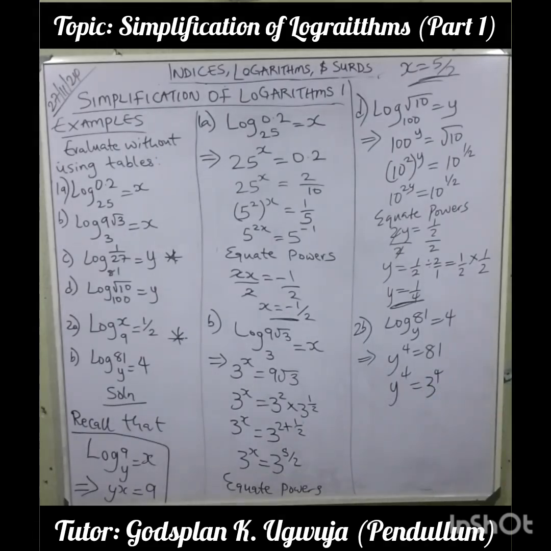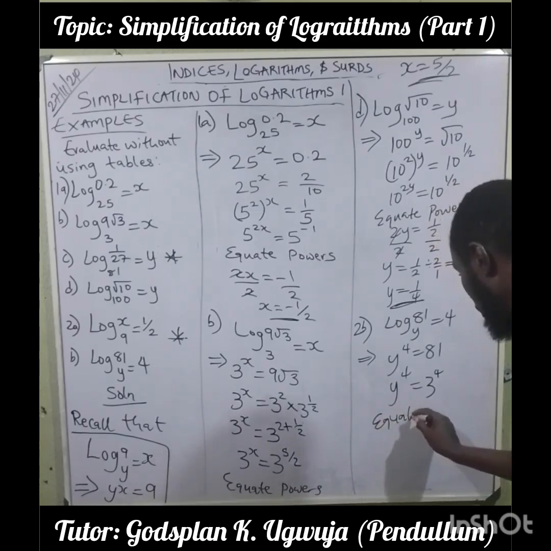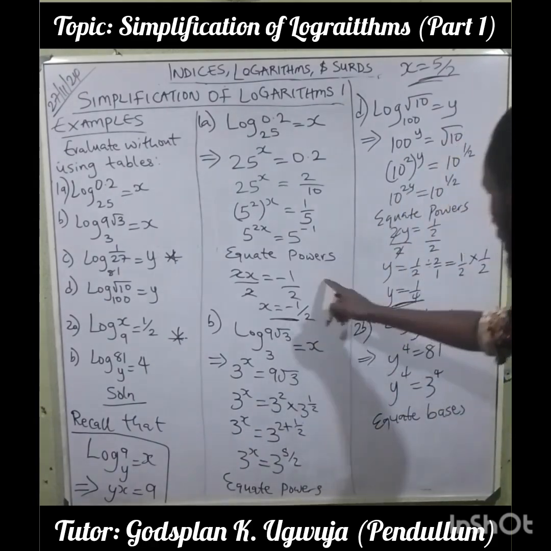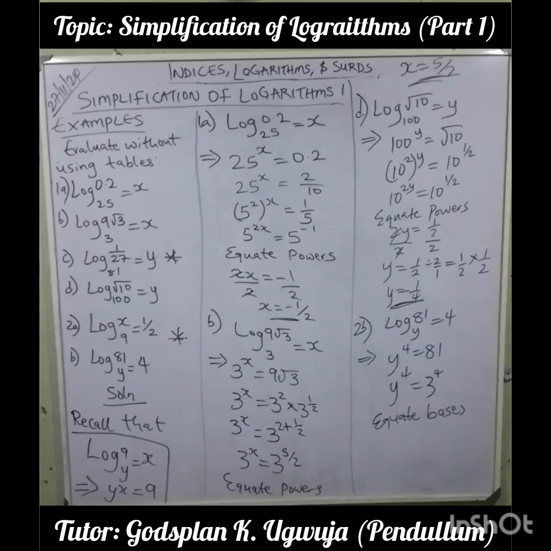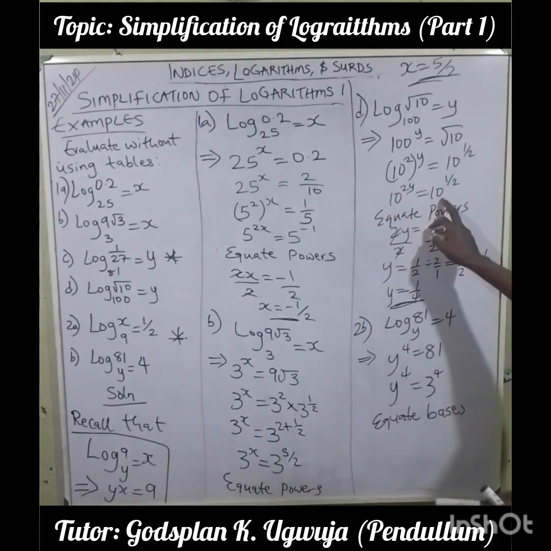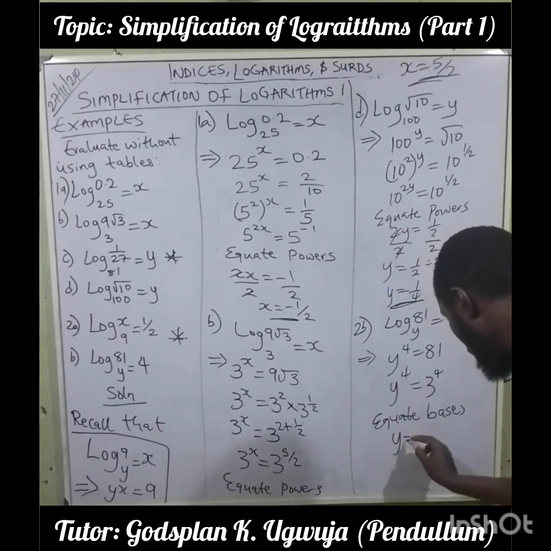So 81 is 3 raised to power 4. 3 times 3, 9. 9 times 3, 27. 27 times 3, 81. Now in this case, you can see that the powers are equal. So if the powers are equal, you equate bases. Alright, so in this case, you equate bases. Or here, we have been equating powers. Why? Because the bases are equal. Bases are equal. We equate their powers. But in this case, the powers are equal. So we equate their bases. And this just gives us that y is equal to 3.